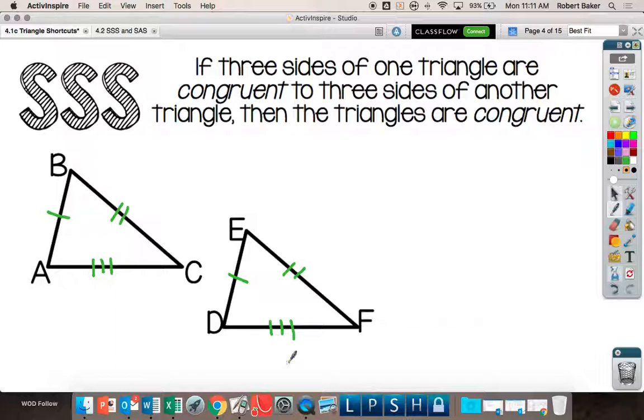Does that say anything about angles? No. But because I have 3 pairs of congruent sides, you can deduce that all the angles are also congruent. Because the side shortcut proves 2 triangles are congruent. And when 2 triangles are congruent, it has 3 pairs of equal sides and 3 pairs of equal angles.